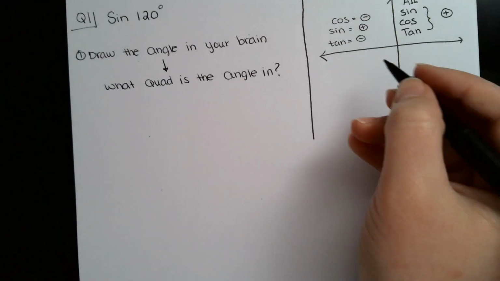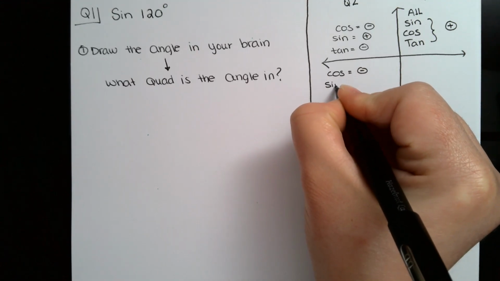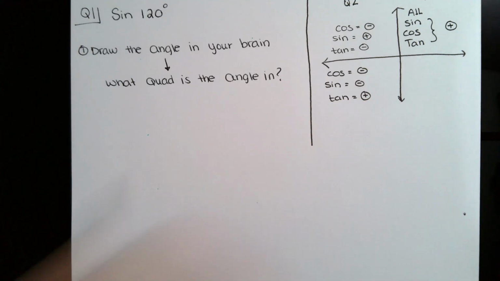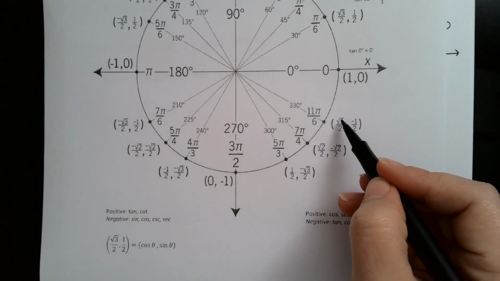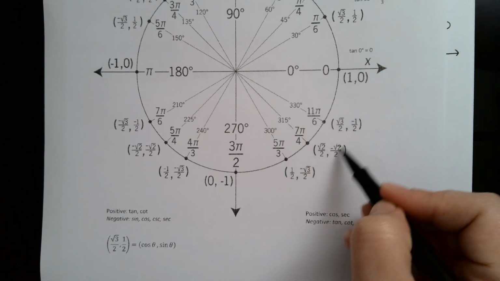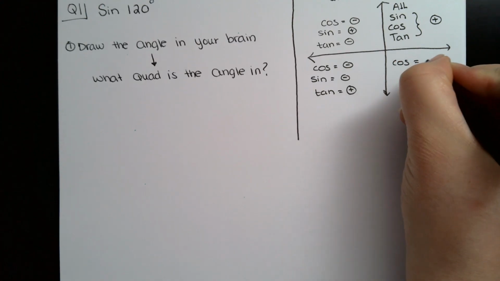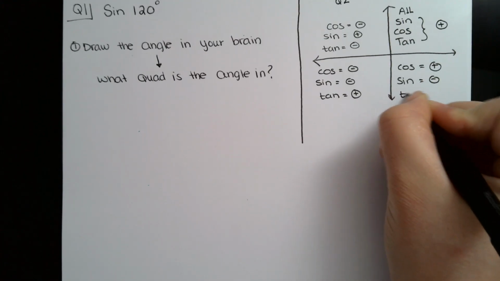Because the x's and y's are negative, cosine is going to be a negative value, sine is going to be a negative value, and tangent is going to be a positive value. Remember, tangent is sine divided by cosine. Cosine is your x value, sine is your y value. Next, in quadrant 4, we have a positive x, negative y. So cosine is going to be positive, sine is going to be negative, and tangent, sine divided by cosine, is going to be negative.